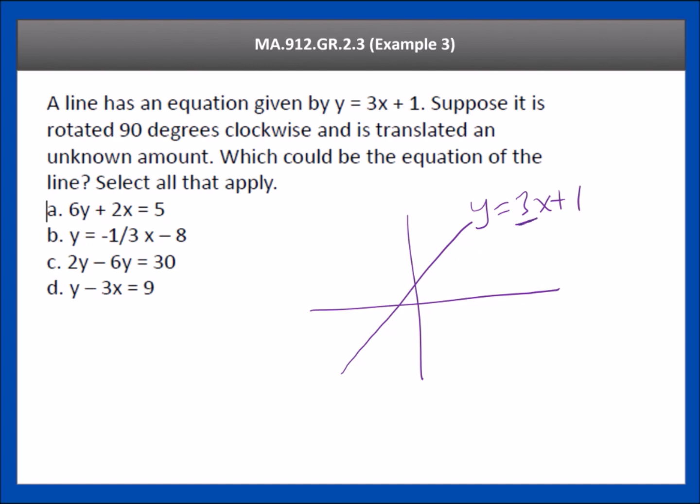3x plus 1, where 3 is the slope, right? Remember that this is the slope. y equals mx plus b. So we know that this is the slope. So the slope is 3 over 1. We usually write the slope as a fraction, put this over an invisible 1, because the slope is rise over run. So we know that this is the slope, and then it says you'd rotate it 90 degrees clockwise.